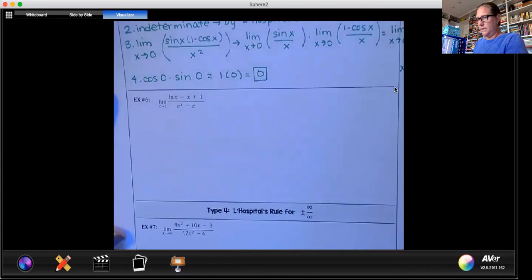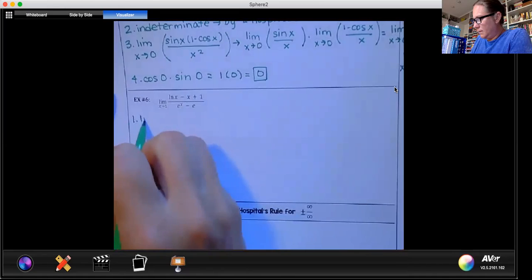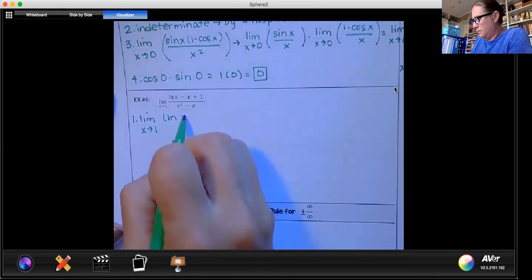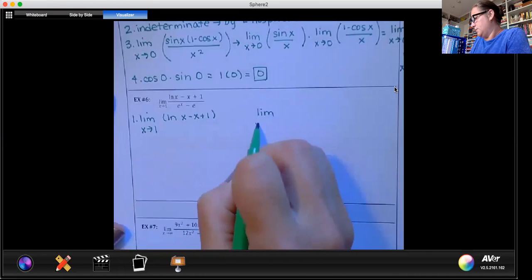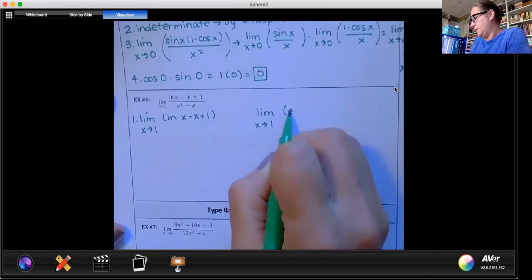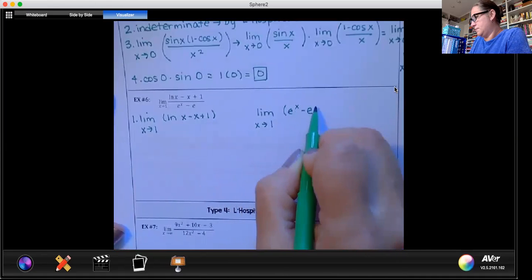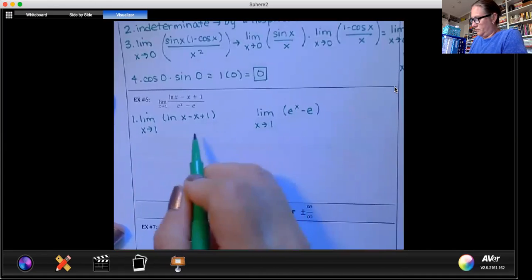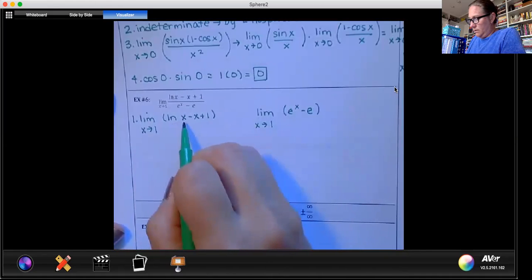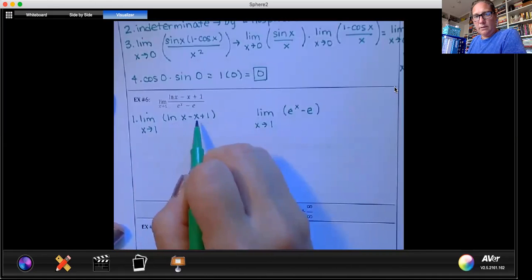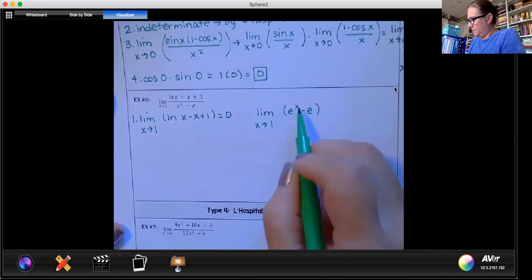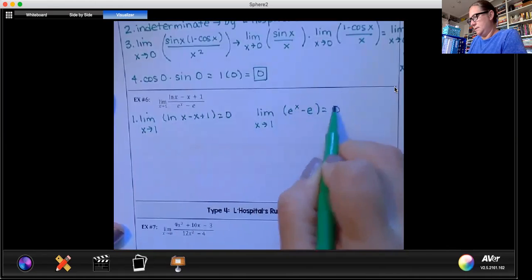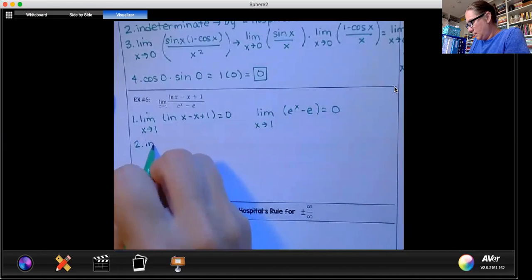Taking a look at number 6, the limit as x approaches 1 of your numerator, and the limit as x approaches 1 of your denominator. So ln 1 is 0 minus 1 plus 1, 0. E to the 1 is e minus e is 0. So we are indeterminate.